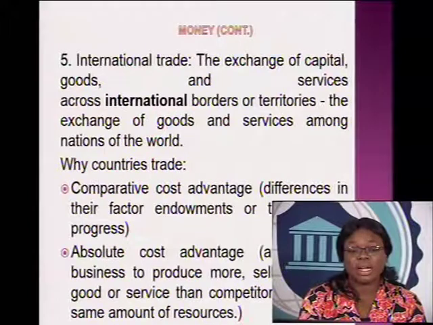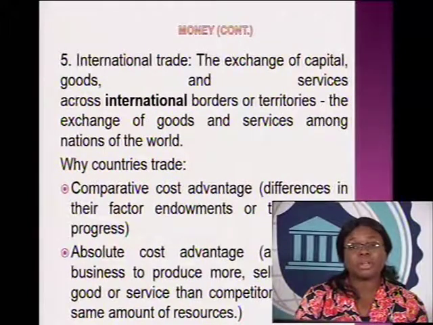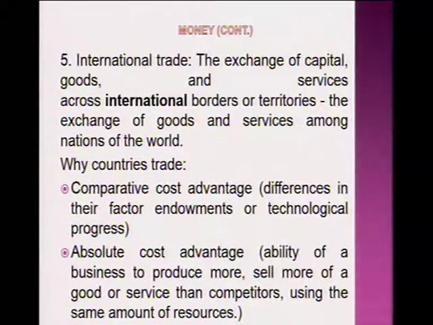In the theory, there are two basic reasons why nations trade. The first one is the comparative cost advantage, and the second one is absolute cost advantage. And you should be able to explain what these two advantages mean. As you can see on the slide, comparative cost advantage, when countries have differences in factor endowments.